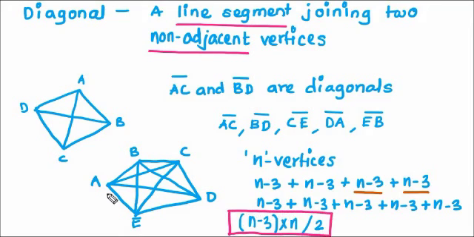So if I want to know how many diagonals I can draw in a hexagon, what is n? N is 6. So 6 multiplied by 6 minus 3, divided by 2, and that would be 6 multiplied by 3, which is equal to 18 upon 2, which is 9. So we will have 9 diagonals in a hexagon.